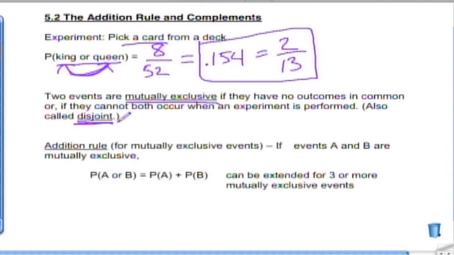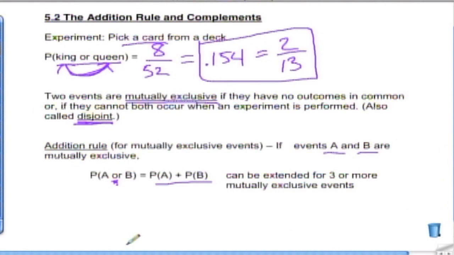So the addition rule for mutually exclusive events says that if we've got 2 events A and B and they're mutually exclusive, we can add their probabilities if we're looking for the probability of A or B. So you may remember the operators from algebra, the ands and the ors. Remember, the and is the intersection, the or is the union.